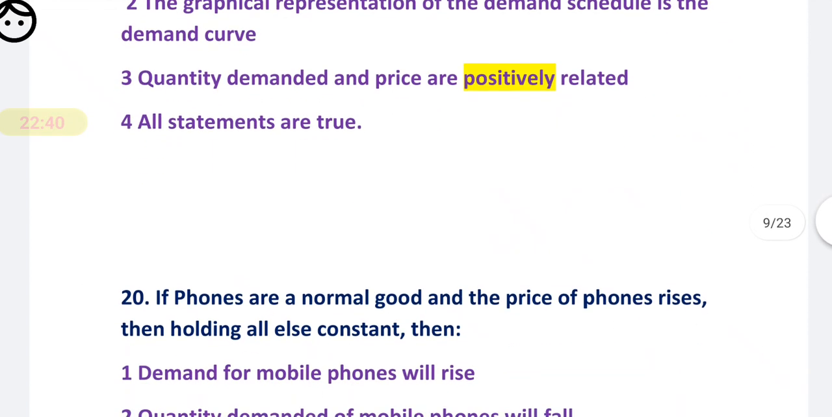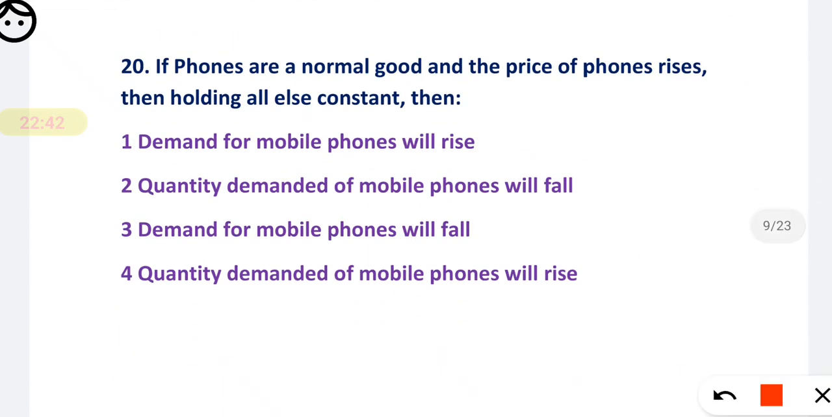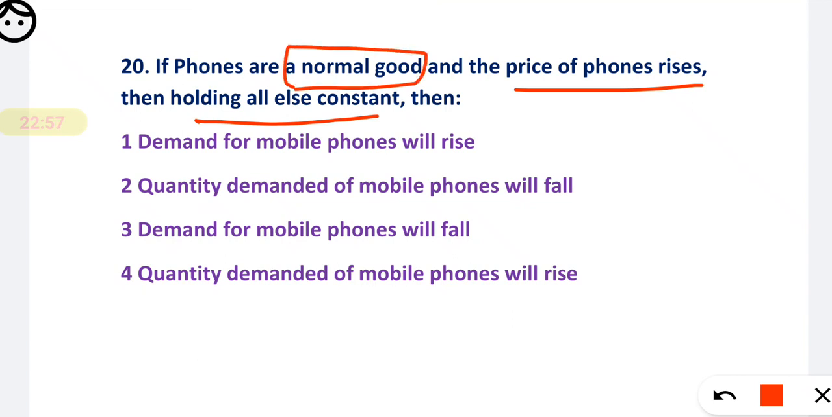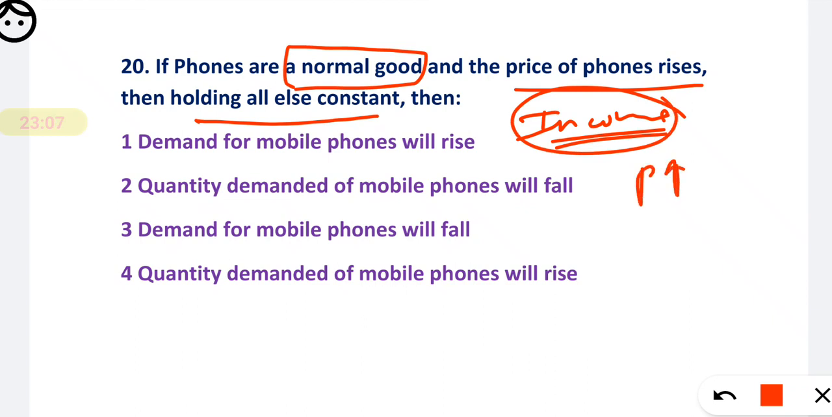Now the question number 20 we are going to discuss. If phones are normal goods, and the price of phones rises, then holding other things constant, see friends, what is a normal good? I have already explained in the previous question. Normal goods are goods for which income does not affect. That means if income is constant and your prices increase, then demand should decrease. That is called normal goods.